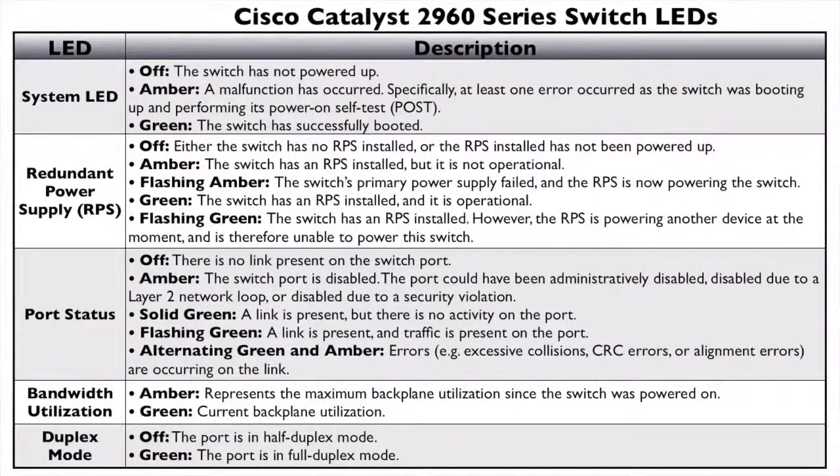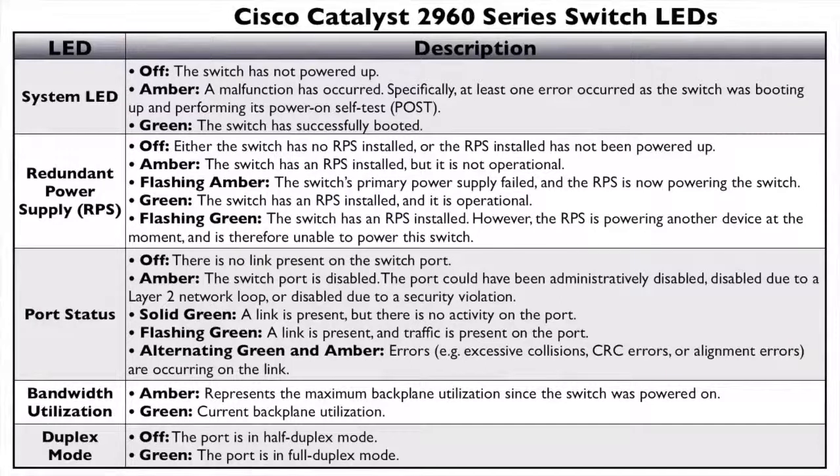If the RPS light, the LED, is off, that means maybe the switch doesn't even have an RPS installed, or maybe it's installed but it's not been powered up. If the RPS light is amber, that means an RPS is installed but it's not currently operational. If it's flashing amber, that means the RPS is doing its job. The switch's primary power supply, for whatever reason, has failed. Good news, though, we had a redundant power supply, and that redundant power supply is now powering the switch.